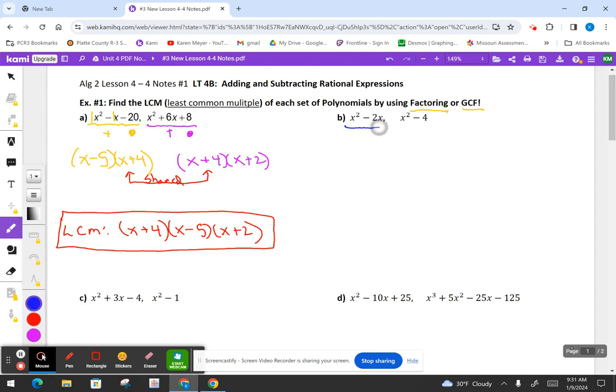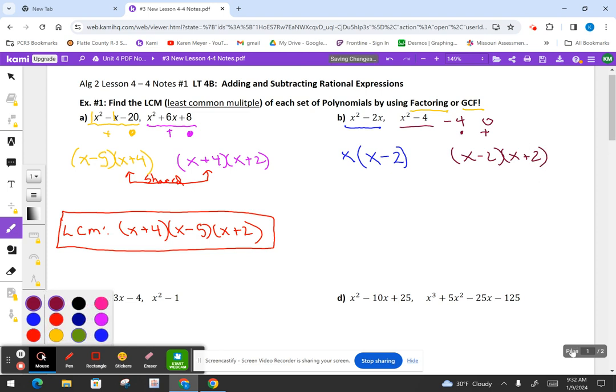So the next problem, I'm going to underline it over here. Does it have a GCF? And hopefully you say yes. They both have an x. So let's take an x out. And if I take an x out, I'm left with x minus 2. Okay. Next part. Does not have a GCF. Starts with a 1, so we could do fast factoring. What multiplies for a negative 4 and adds for 0 since there's no middle x? And that would be x minus 2 and x plus 2.